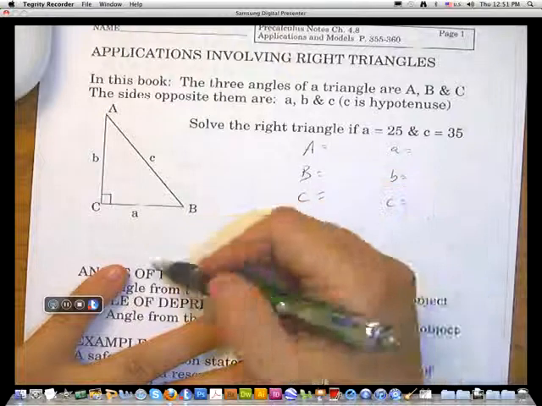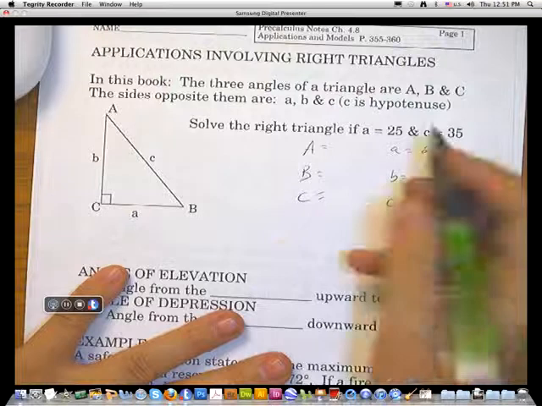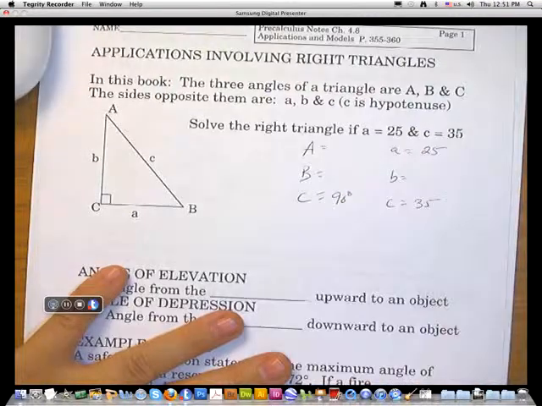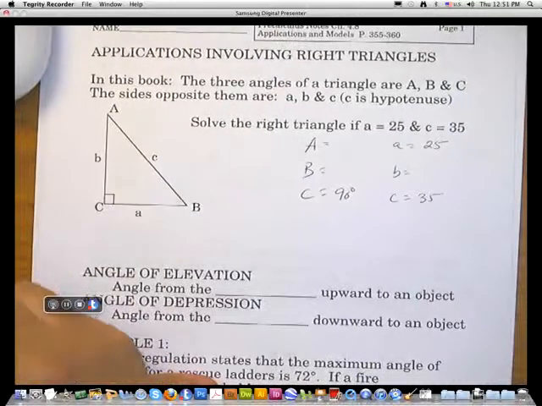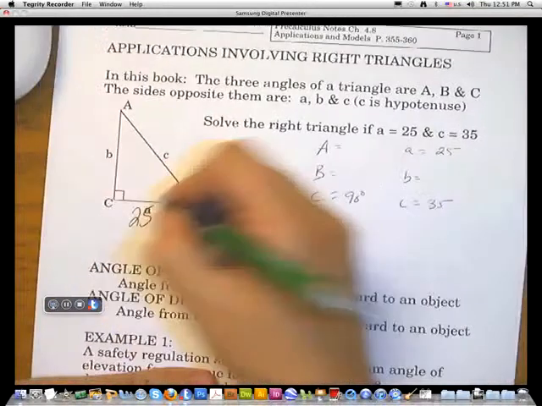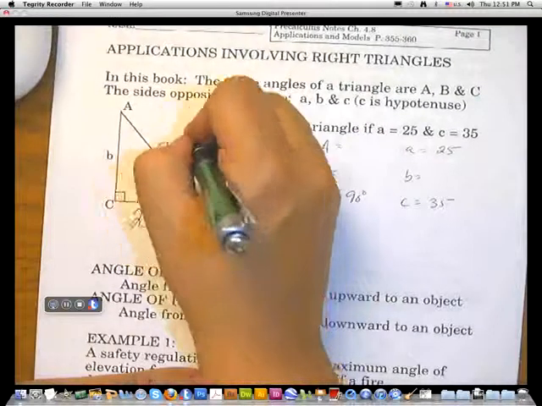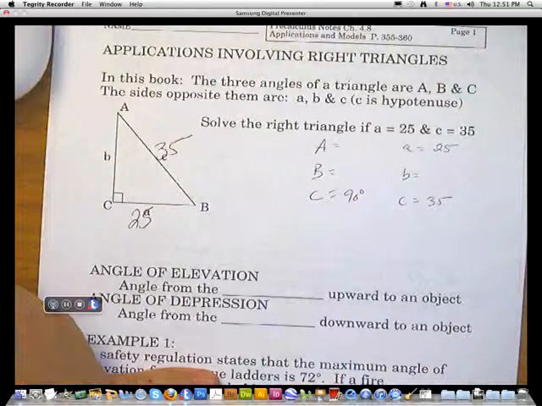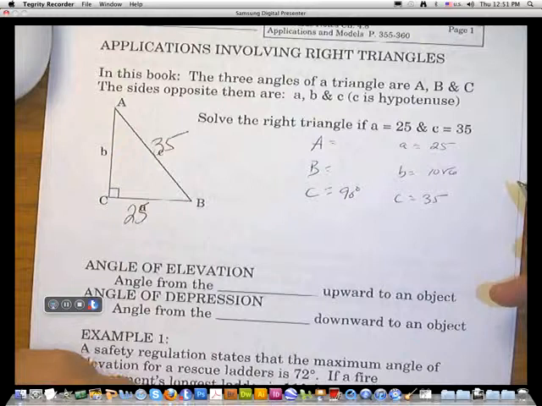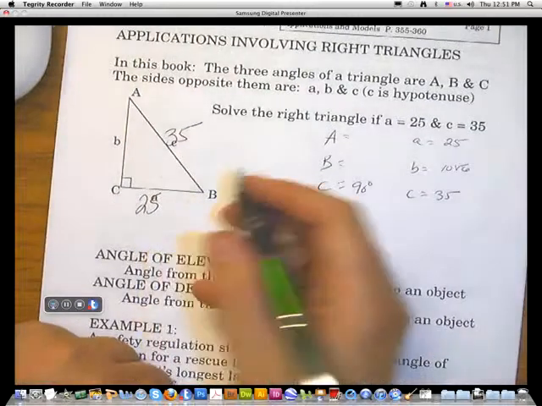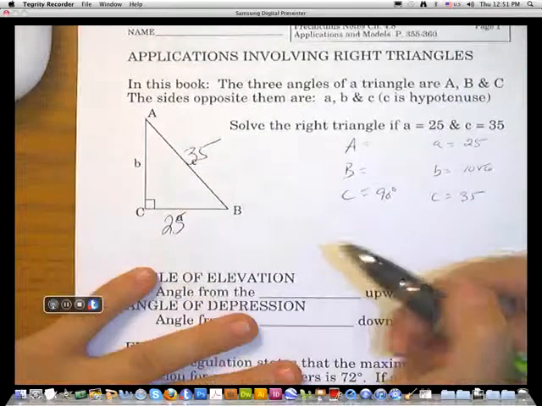In this case, side A is 25, side C is 35, angle C is 90 degrees. Then you can use Pythagorean theorem to find the missing side. And if you do that, you would have got 10 root 6, I believe. Then you can use your laws of sines and cosines to find the angles.